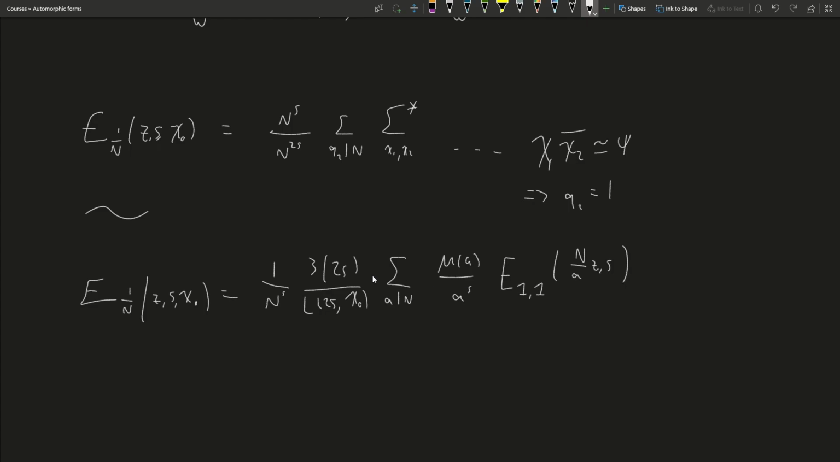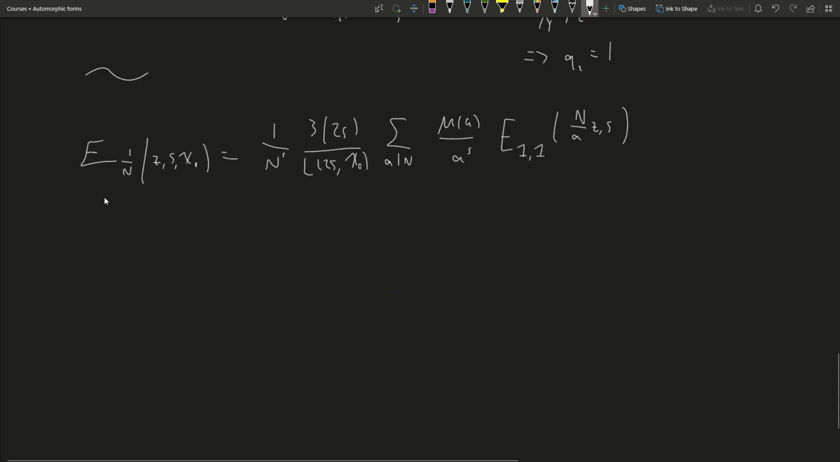Okay, so this is what we get when we express our Eisenstein series at the cusp infinity in terms of Eisenstein series twisted by characters. But this sum, again, we're assuming that n is prime, has two terms in it. So let us just write that down explicitly. Maybe first, before doing that, it'd be good to write down what this ratio is.